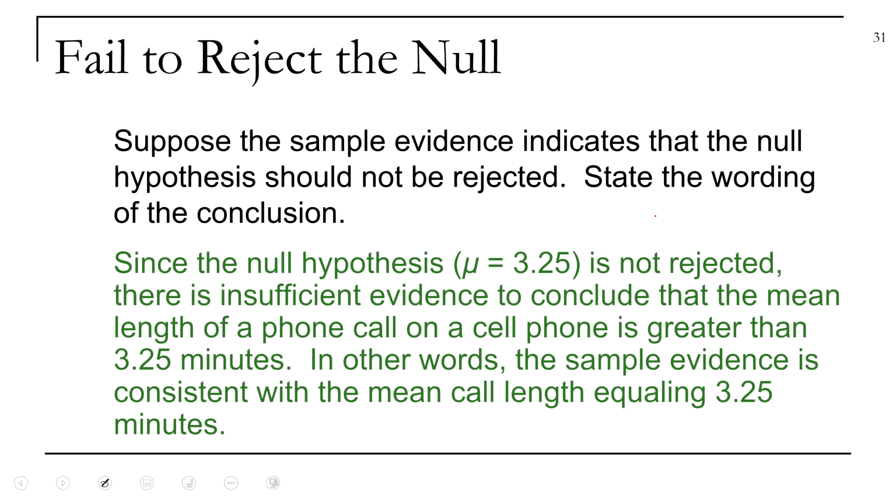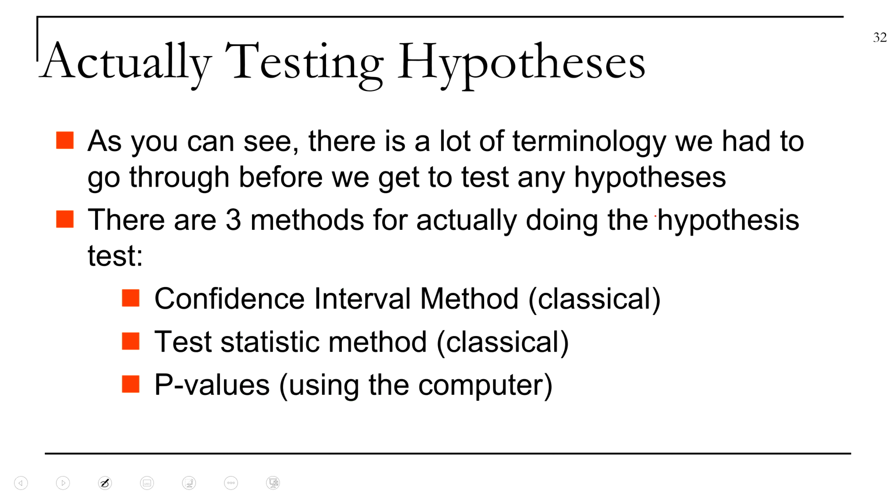Now, this is where it gets tricky. If you fail to reject the null hypothesis, you'd say there's insufficient evidence to conclude that the mean length of a phone call is greater than 3.25 minutes. There's insufficient evidence to say the alternative is true. We can't say the null is true. We can't say all cats have 4 legs because we haven't seen all of them. We just can't conclude that the alternative is true. Yeah, it's goofy, but this is the way we have to say it. This is the logic of hypothesis testing.